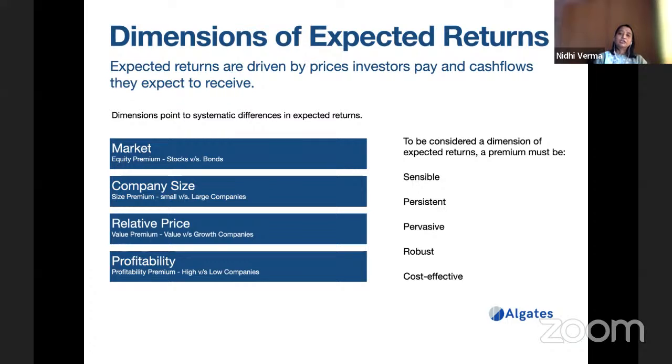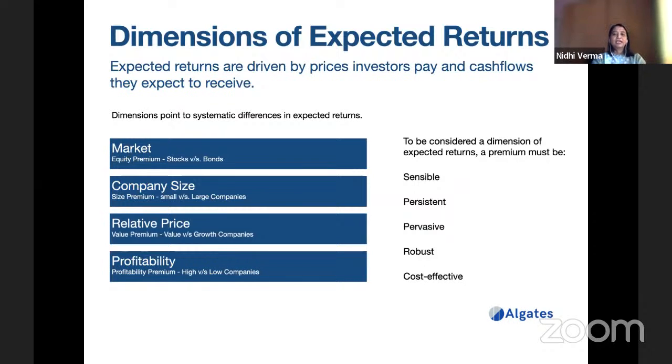So, dimensions that point to systematic differences in expected returns. We always know intuitively that there are certain stocks or certain sectors which are going to give higher returns when compared to the benchmark index, right? We always know intuitively. So what are the drivers which drive these expected returns? I've just listed four of them.